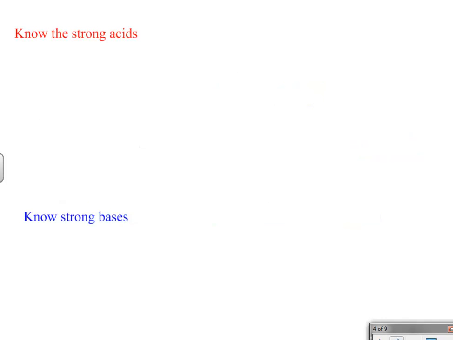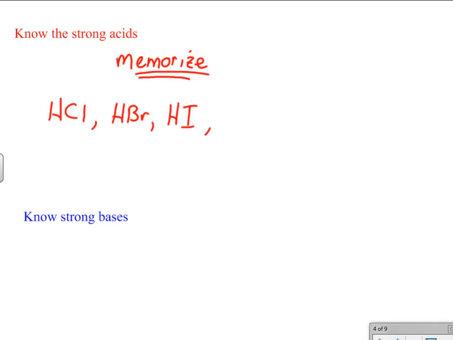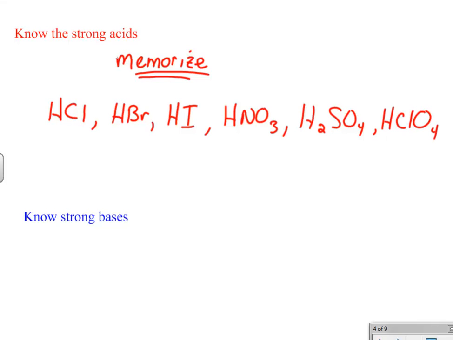One type of ionic or electrolytic solution, or two types actually, are acids and bases. There are 6 strong acids. You need to know them, so memorize them. They are the 3 binary halogen acids, HCl, HBr, HI, and then 3 oxyacids, nitric acid, sulfuric acid, and perchloric acid. There are only 6, you need to know them.